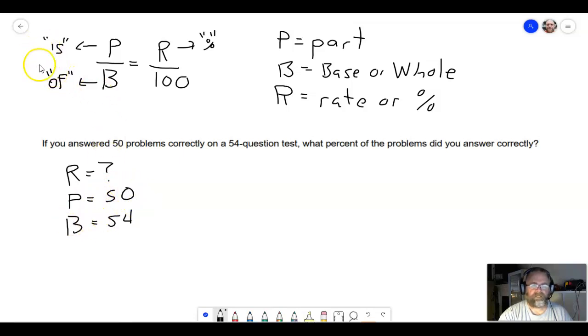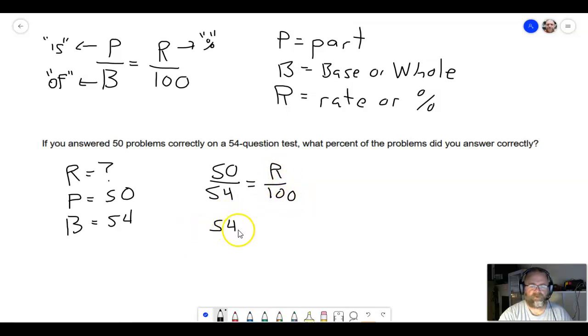So this will help us out in a lot of those, but not all of them. Sometimes we have to just work them out. So now we can write this as 50 over 54 is equal to R over 100. All right, cross multiply. So we're solving for the %.